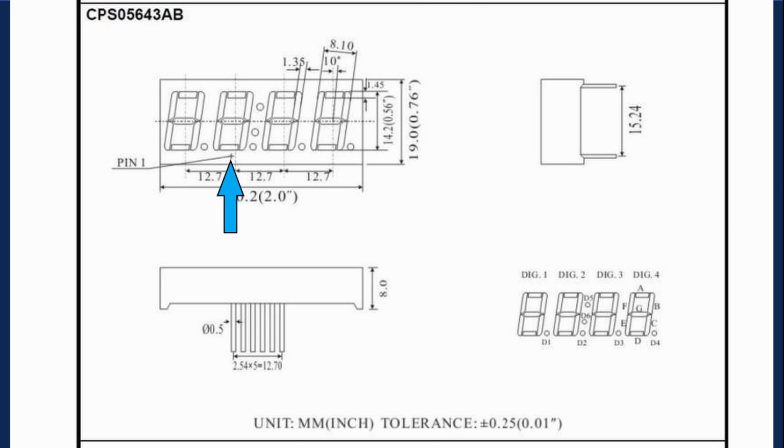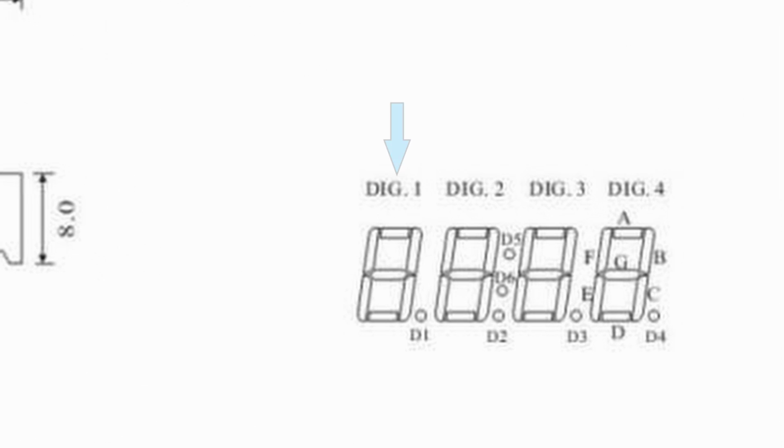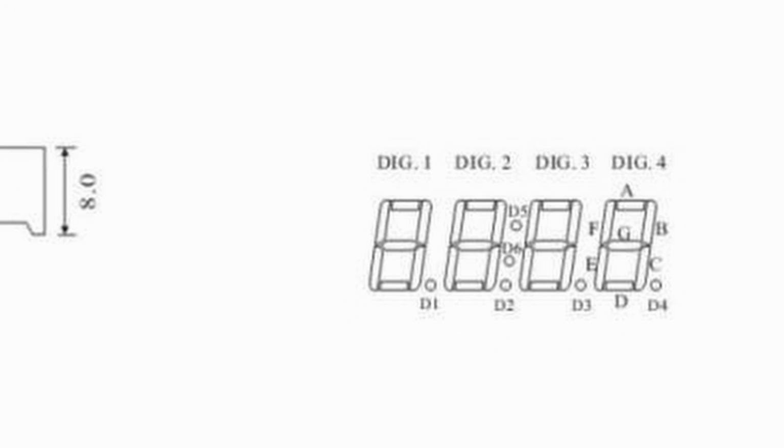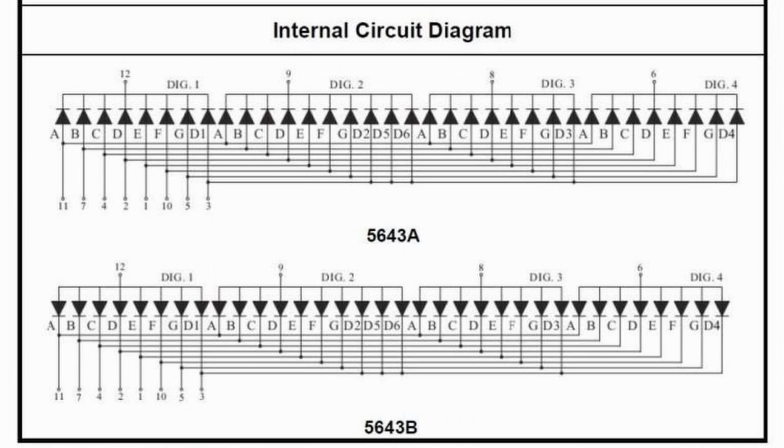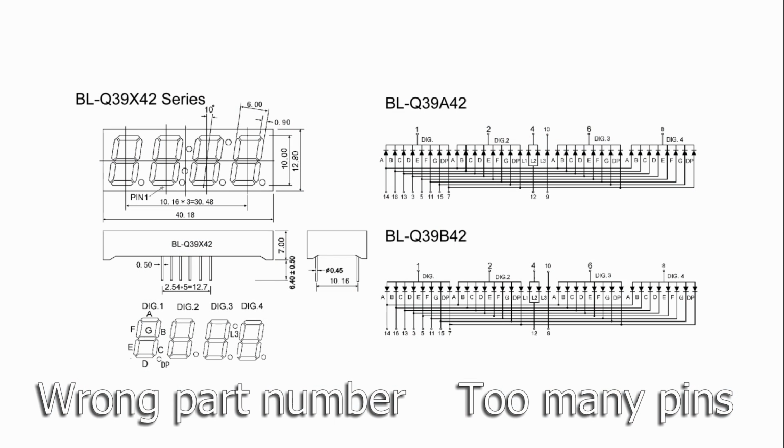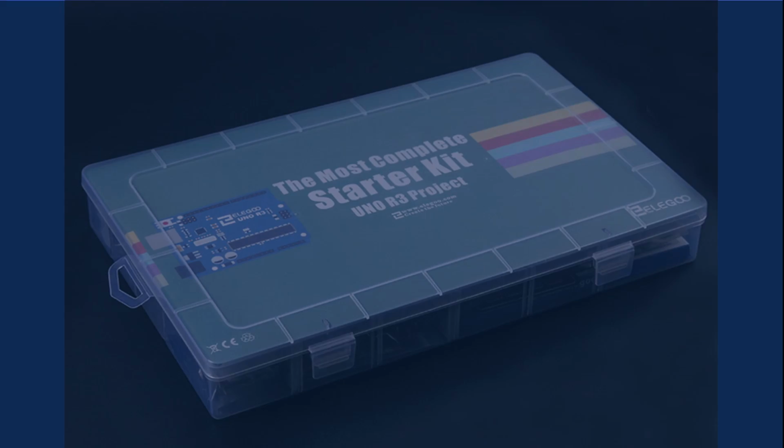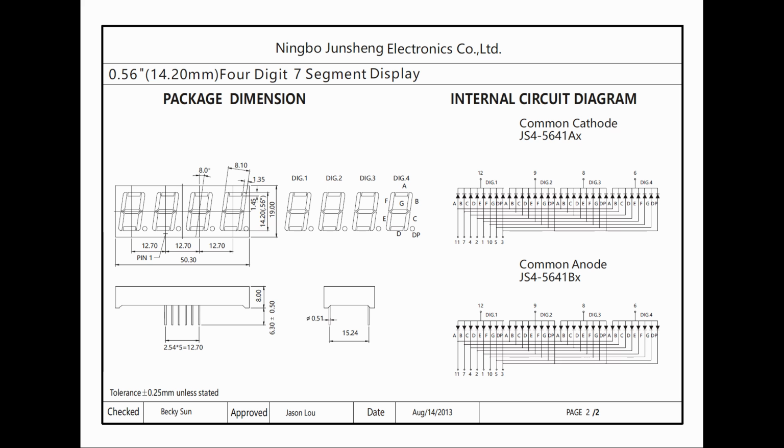It's important to note where pin 1 is located. The digit designation, D1, D2, D3, D4, the digit location, D1 is located on the left and D4 is on the right, and the schematic shown below indicating the pinouts. The datasheet unfortunately isn't even close, but I was able to find one that appears to be correct, or at least closer, and I'll include a copy for you to download.